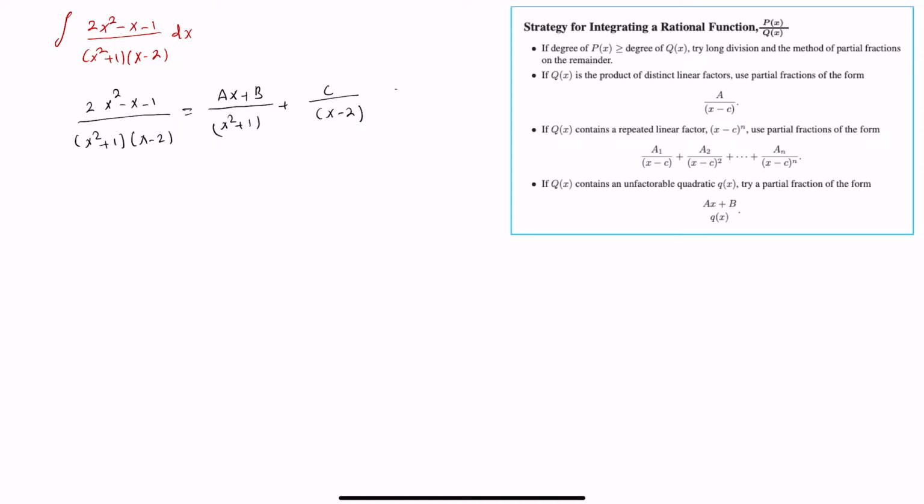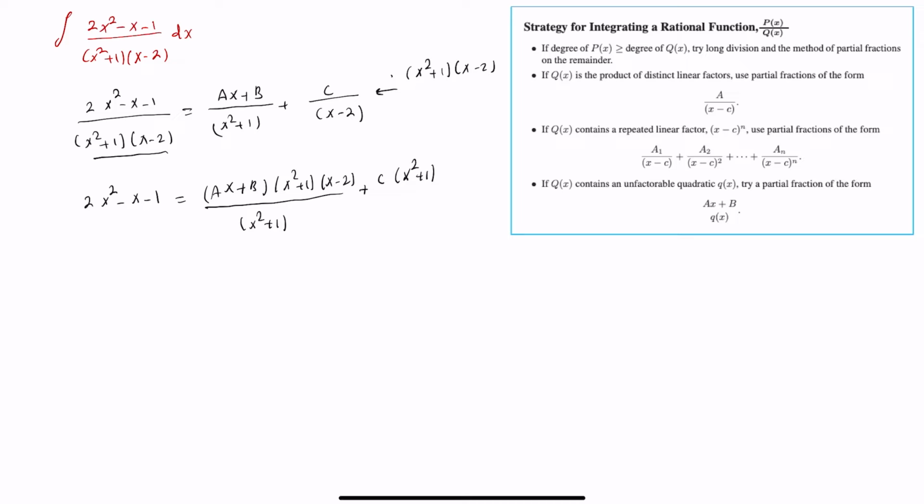So first I'm going to multiply the right side by x squared plus 1 and then x minus 2, which is the denominator in here. So this is going to be 2x squared minus x minus 1 equal to ax plus b multiplied by x squared plus 1 multiplied by x minus 2 over its denominator, which is x squared plus 1, plus c multiplied by x squared plus 1 multiplied by x minus 2 over its denominator, which is x minus 2.